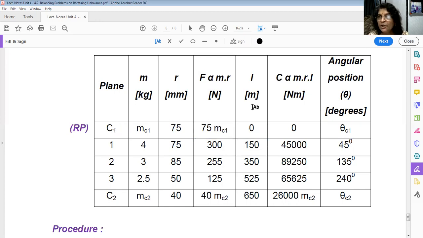So the fifth column will be representing distances of all the planes from reference plane. Okay, so what is for C1? The distance of C1 from C1 is 0. Okay, that is a reference plane only. Now, what is the distance of mass number 1 from reference plane?